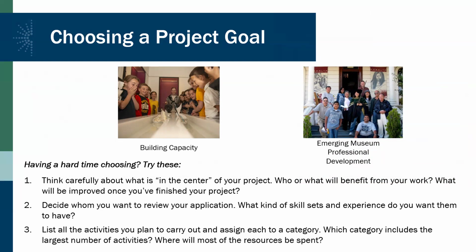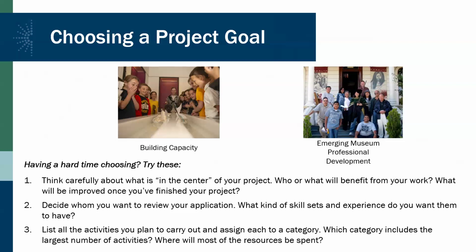So how can you choose the best category for your project? Here are 3 things we suggest you try. Think carefully about what is in the center of your project. Is it the visitor? Will people who engage with you as a result of your project, let's say to create a new exhibition and related programming, acquire new knowledge, develop a skill, or experience a change in attitude about the subject of your exhibit? Or is it the museum staff that's in the center of your thinking? Or is your project about preparing the next generation of the museum workforce?